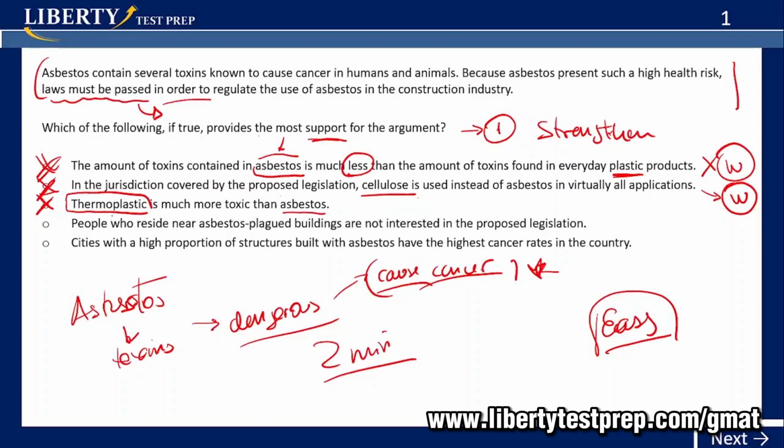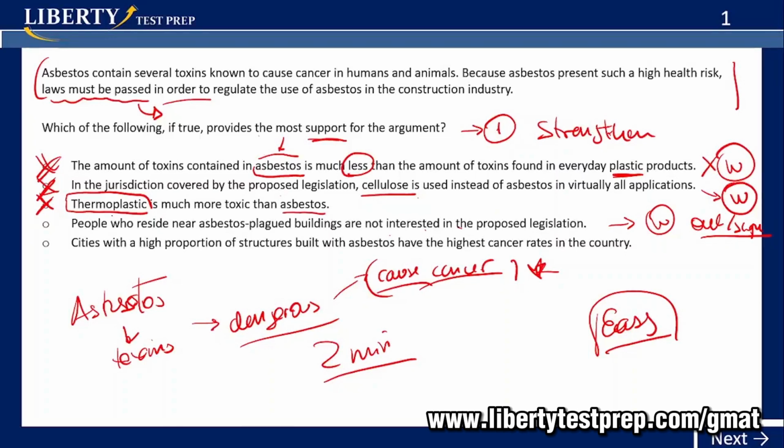Letter D. People who reside near asbestos-plagued buildings are not interested in the proposed legislation. This one is a little bit of a weakener and a little bit out of scope, okay? Out of scope means that it doesn't really strengthen or weaken. I mean, it's outside of the argument. It doesn't answer the question. Why?